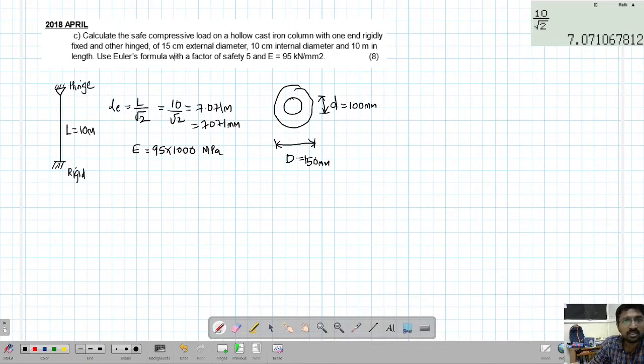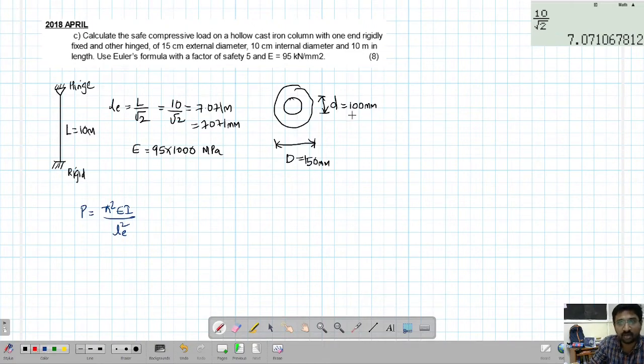Now we have to use Euler's formula, given by P equal to pi square E I upon LE square. The student is expected to remember this formula. There are two formulas in the column section of this module: one is Euler's formula, the other is Rankine's formula. We know pi is a constant, E is given, LE is known, and I has to be calculated.